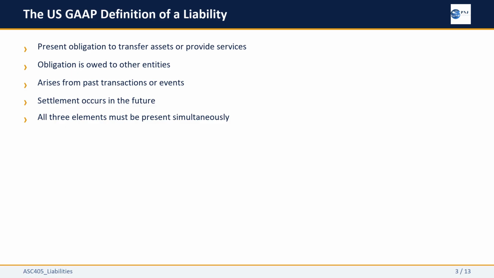Here is the question most people skip. What exactly makes something a liability? Under US GAAP, a liability is a present obligation of an entity to transfer assets or provide services to other entities in the future, as a result of past transactions or events. Every word in that definition matters. Present, it exists right now. Past transaction, something has already happened. Future transfer, settlement is still ahead. Miss any one of those three, and you do not have a liability.